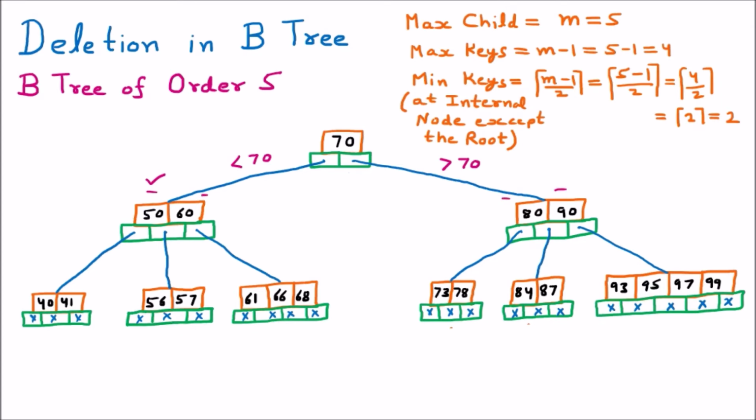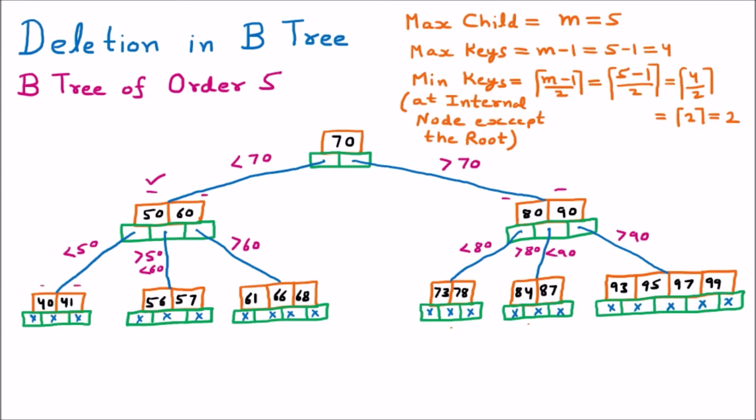Similarly, on the next branch, here the values are less than 50, here the values are greater than 50 but less than 60, and on the next branch, here the values are greater than 60. Now going to the other side, here the values are less than 80, there the values are greater than 80 but less than 90. So here the values are greater than 90, and all keys should be in ascending order.